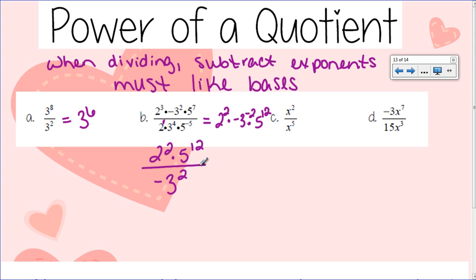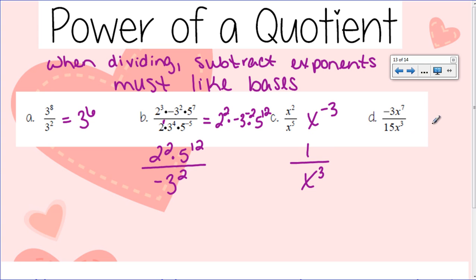So take just a second, pause, try C, and then come back and check your answer and see what you get. Okay, now can you help me with them? So hopefully when you did this, when you got x to the 2 minus 5 is negative 3, and you know you can't leave it like that, so you rewrote it as 1 over x to the 3rd, so that you have a positive exponent.